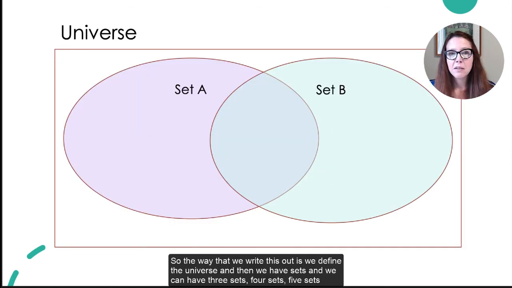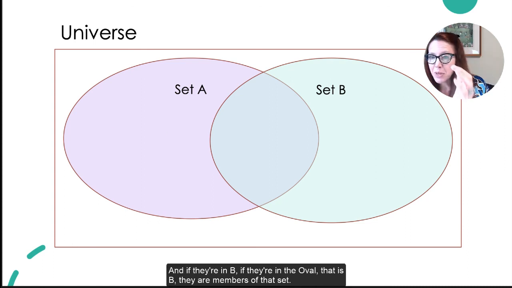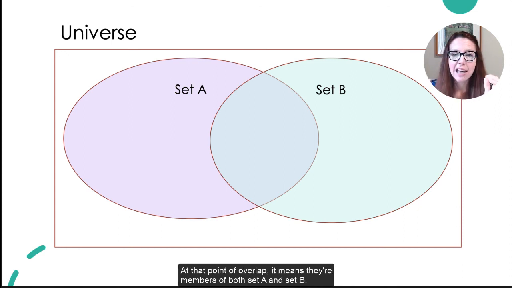This will help. So the way that we write this out is we define the universe, and then we have sets, and we can have 3 sets, 4 sets, 5 sets defined. But if you have something within one of those circles or ovals, then they are members of that set. And if they're in B, if they're in the oval that is B, they are members of that set. At that point of overlap, it means they're members of both set A and set B.